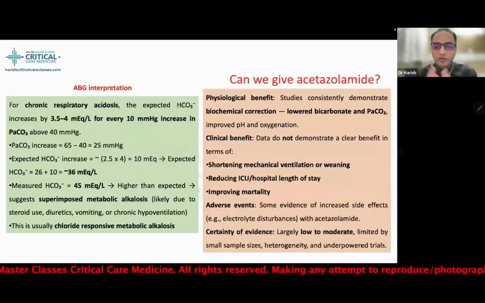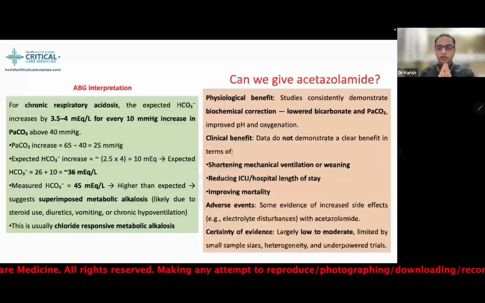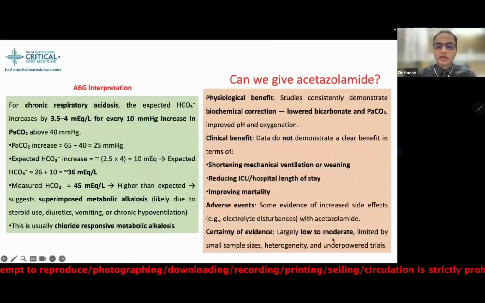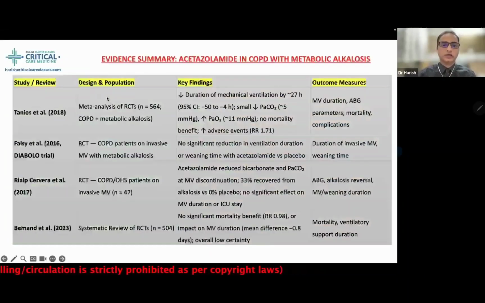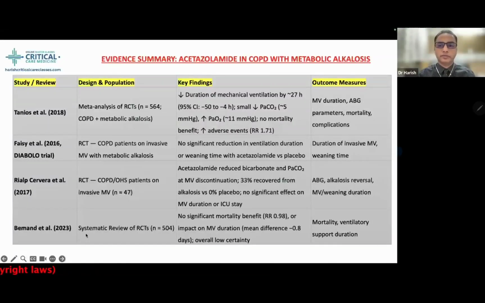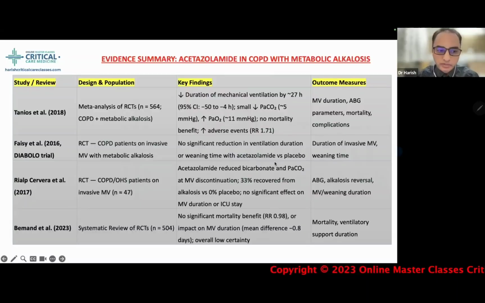Sometimes you can have adverse effects, electrolyte disturbances with acetazolamide. The certainty of evidence is largely low to moderate quality, limited by small sample size, heterogeneity and underpowered trials. So there is no generalizability on using acetazolamide in patients with COPD who had post hypercapnic metabolic alkalosis. One of them is the DIABOLO trial which got published in 2016, which looked at duration of invasive mechanical ventilation and weaning time. There is no significant reduction in ventilation duration or weaning time with acetazolamide as compared to placebo.